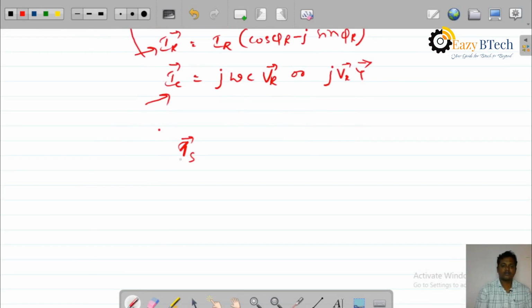IS vector equals IR vector plus IC vector. Therefore, it is IR plus VRY. Okay. Now, you can calculate the VS vector.